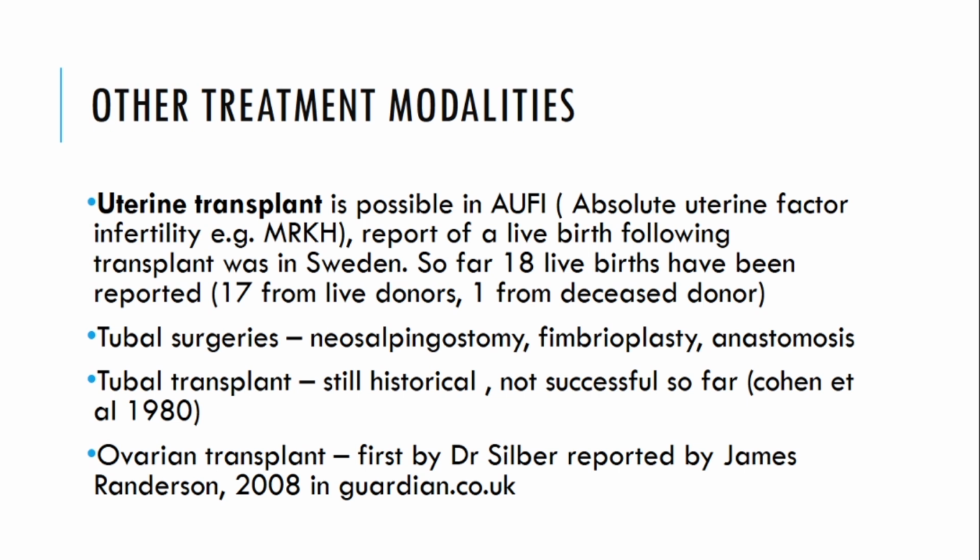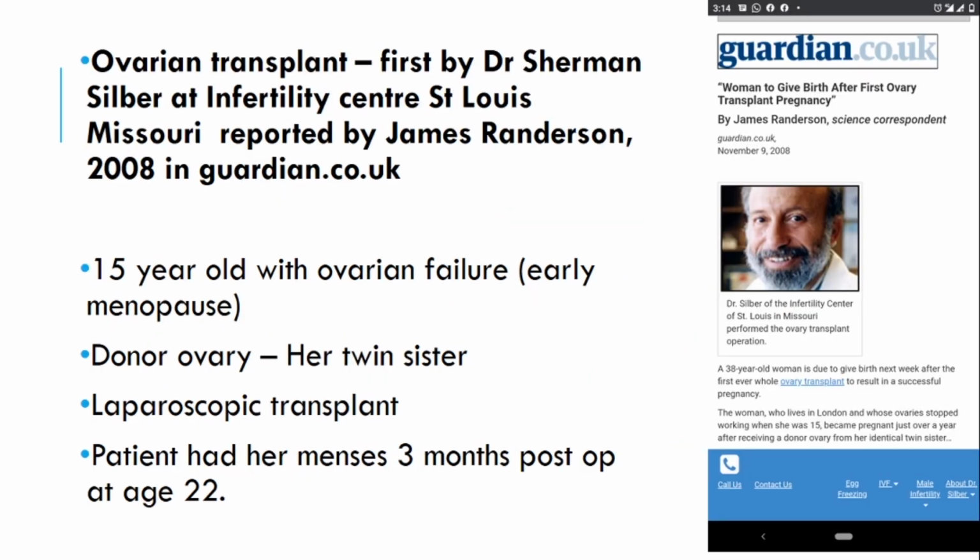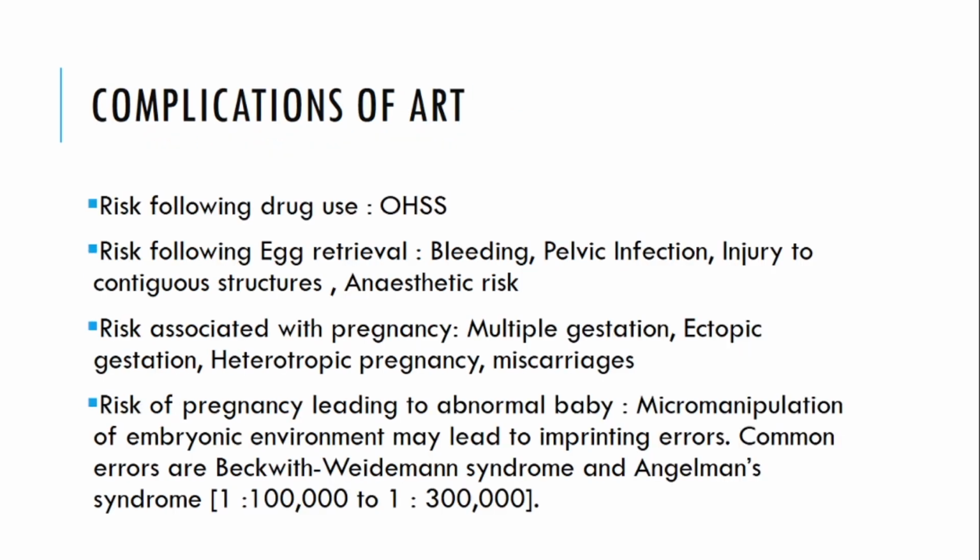Ovarian transplant has also been done. The first was done by Dr. Silva, reported by James Randerson in 2008, and this was published in the Guardian in the UK. It was done in a 15-year-old woman with ovarian failure, and the donor ovary was her twin sister. It was done laparoscopically, and the patient later saw her menses 3 months post-op at the age of 22.